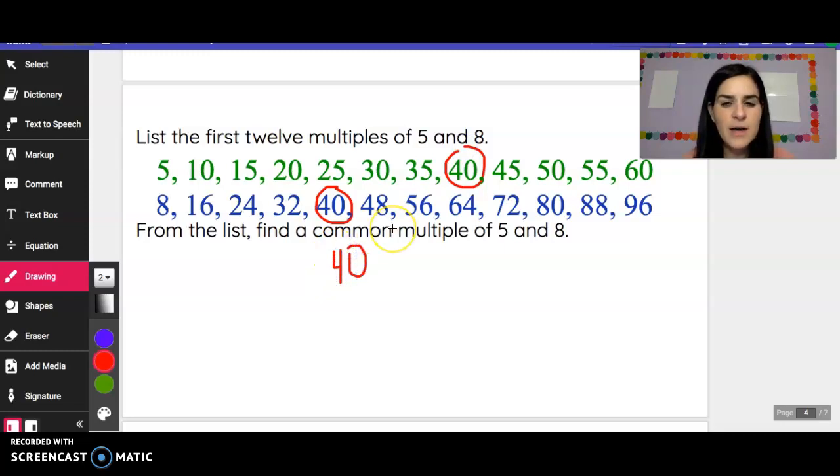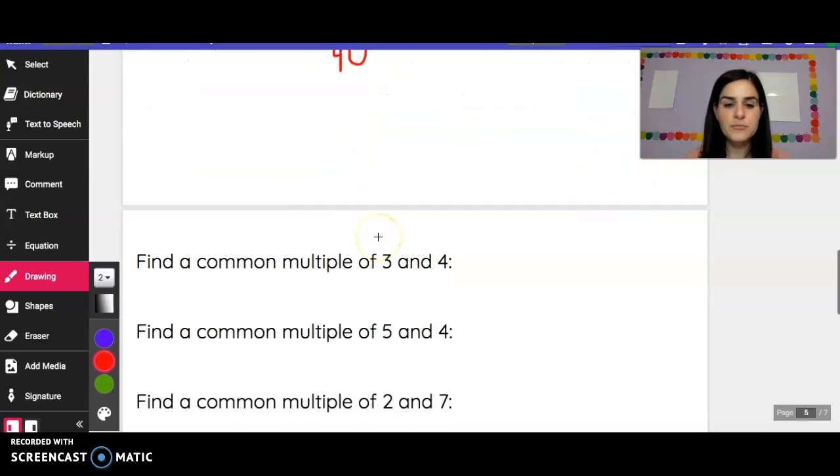Anything else that they have in common? I know that if I kept going, they would also have 80 in common. So I can just tell, because when I was looking here, I was looking for something that either ended in 5 or 0. But if I'm counting by 8s, I'm never going to end in a 5. So it would have to be something that ends in 0.